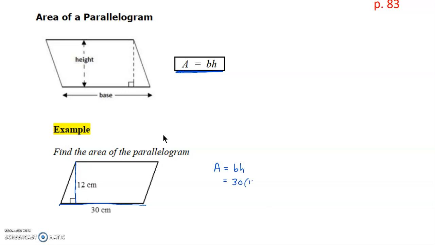30 times 12, and our units here are centimeters, so we're going to be taking 30 times 12 for our centimeters, and when we do that we get 360. And because we're doing centimeters times centimeters, it's 360 square centimeters.